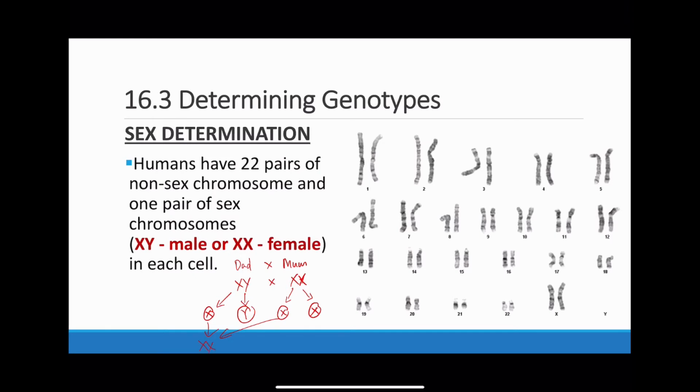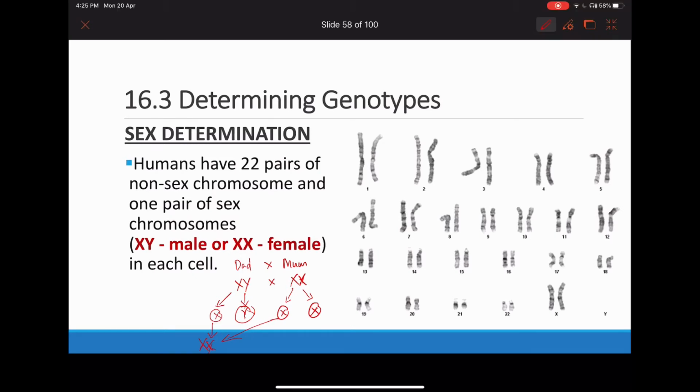Based on these things, you can tell that during random fertilization, if you have this combination, you get XX, and if you have this combination, you also get XX. But if you have this combination, you get XY, and if you have this combination, you also get XY. So this tells you that to have a son or a daughter, it's just a 50-50 chance. This is the case for humans.